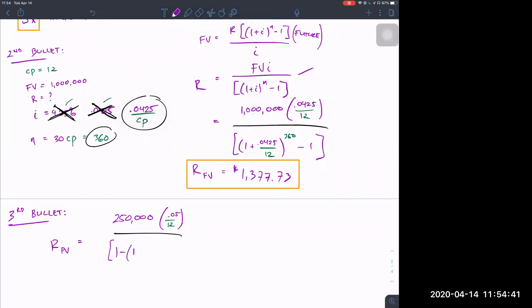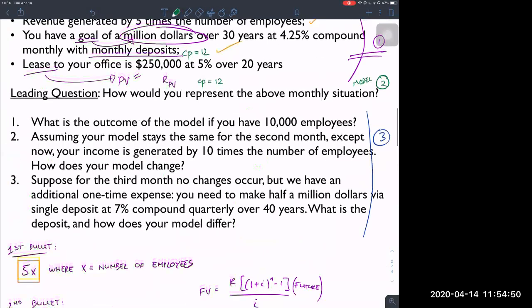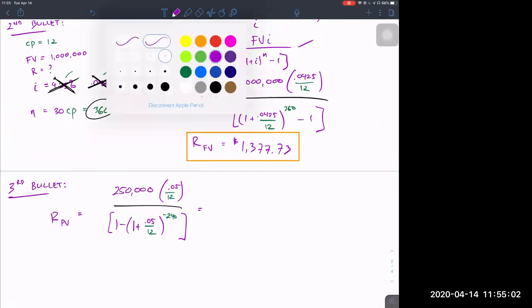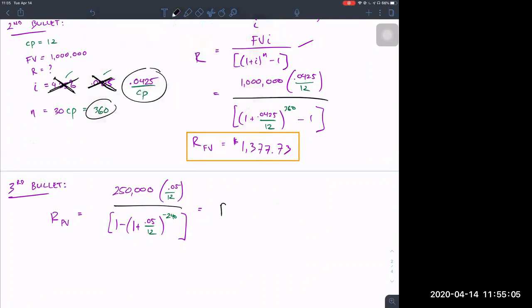You know, it's 1 minus (1 plus 0.05 over 12). And how long is this for? 20 years. So that's negative 240. Which means that this answer now, I'm going to write this in a different color here, just so that it doesn't look too similar to the previous answer right here. This is equal to $1,649.89. Okay, so now we have all three pieces.